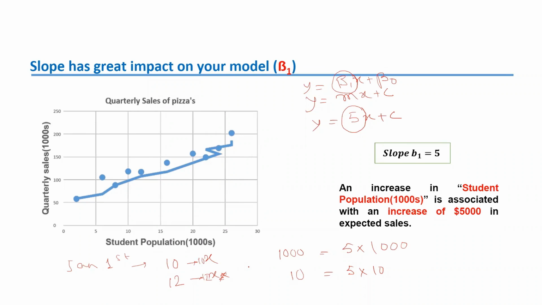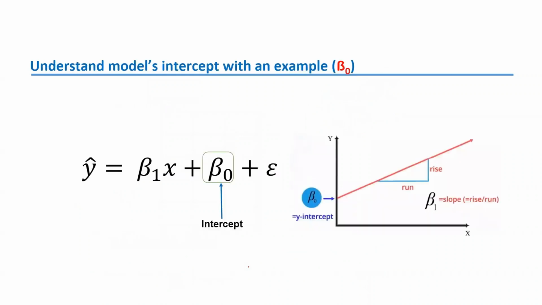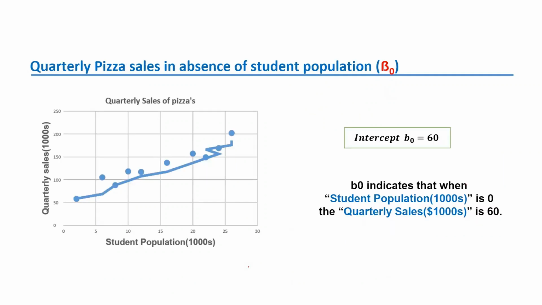Okay, now try to understand what the intercept is. Intercept is something which is present even if the value is 0. So if there are no students at all, we will at least have a quarterly sale of 60. This is what the intercept tells you.